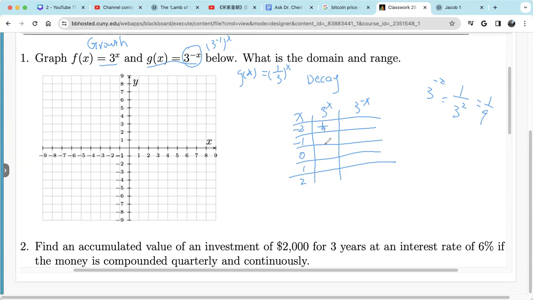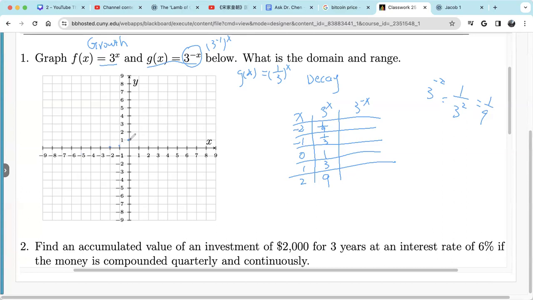3 raised to -1 is just 1/3. 3 raised to 0 is 1. 3 raised to 1 is 3. 3 raised to 2 is 9. So let's graph those 5 points. -2, 1/9, so very, very close to the x-axis. -1, 1/3, somewhere here.